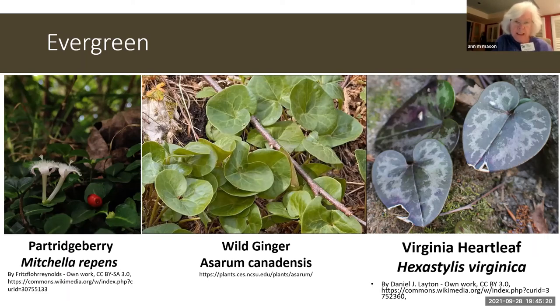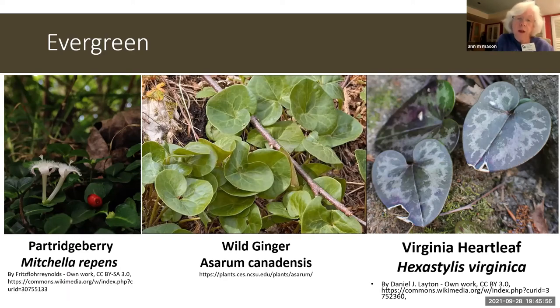Now, one of the things, and they bloom very early in the spring, the seeds are spread around by ants. So if you want to know where your ant populations are, you can just follow the movement of wild ginger around your yard. And the last one that we'll cover of the evergreen category is Virginia heartleaf. This is a clumping plant that blooms from April to June, and the seeds are brown, and this has a rhizome.